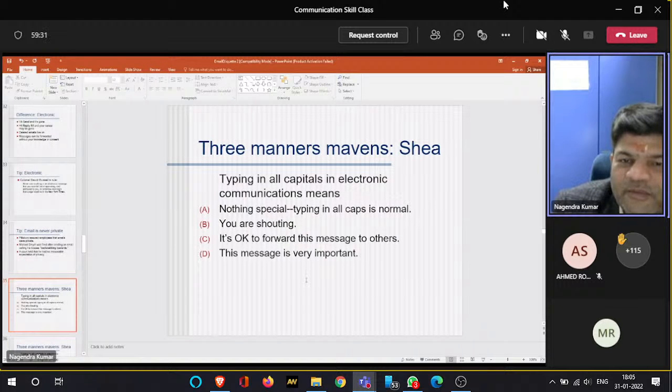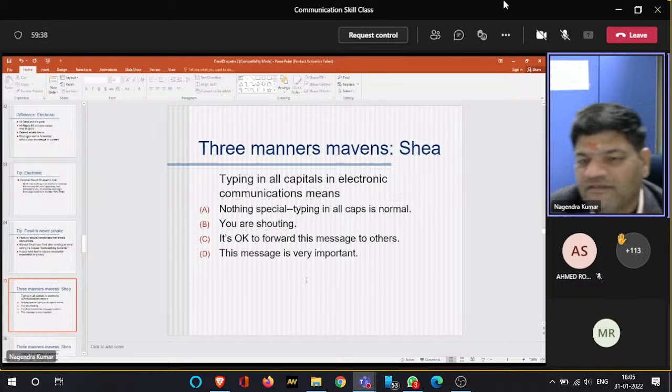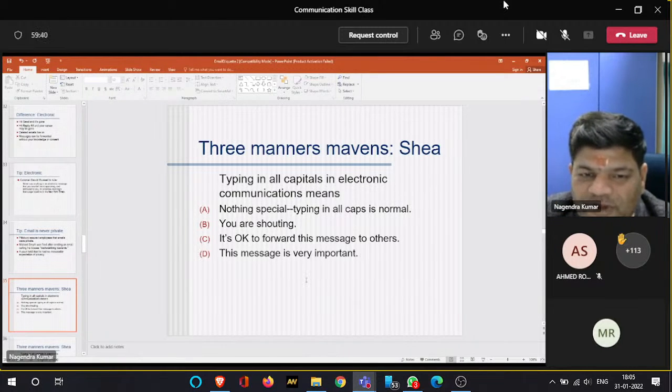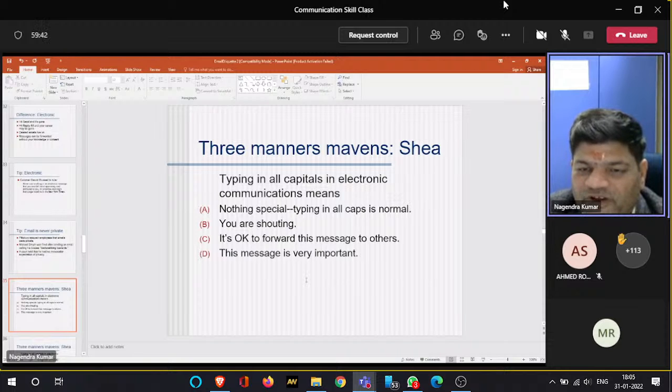There are three manners or mavens. Typing in all capitals in electronic communication means nothing special. Typing in all caps is normal. The second says you are shouting. The third says it's okay to forward this message to others. The fourth says this message is very important.